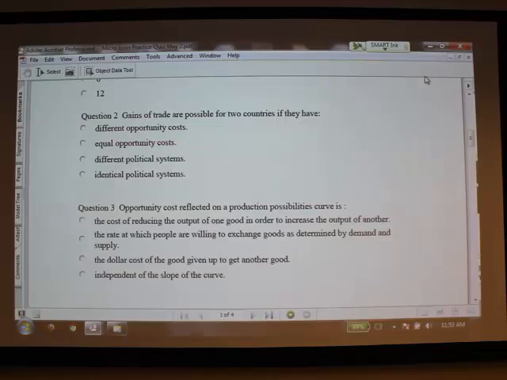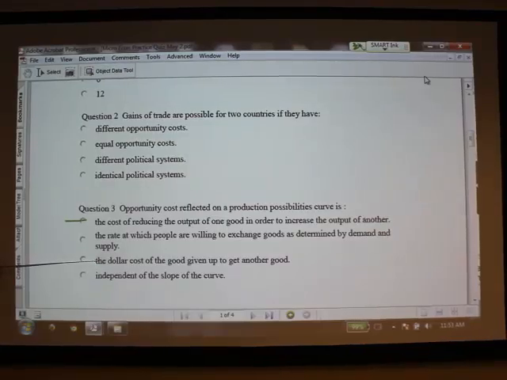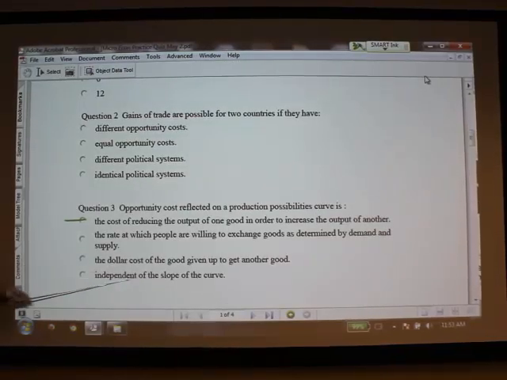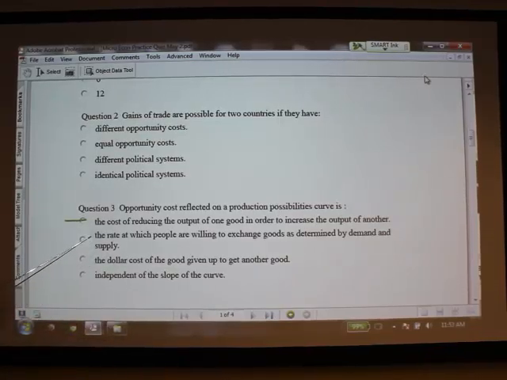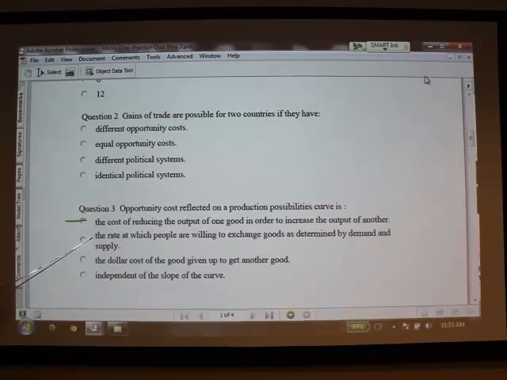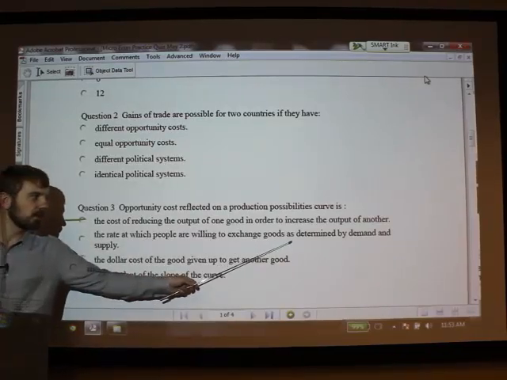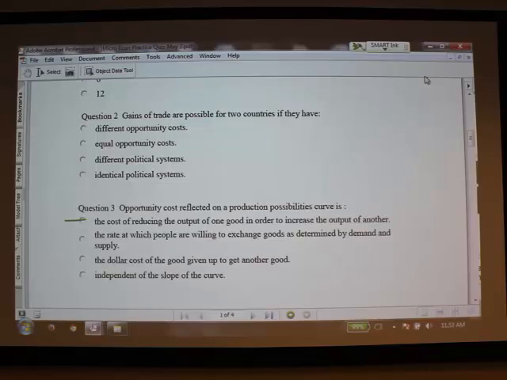Opportunity cost reflected on a production possibilities curve is A, the cost of reducing the output of one good in order to increase the output of another. It's not a dollar cost, right? It's measured in terms of the other good. It's not independent of the slope of the curve. In fact, it is the slope of the curve, the absolute value. And it has nothing to do with demand and supply. Okay, moving on.